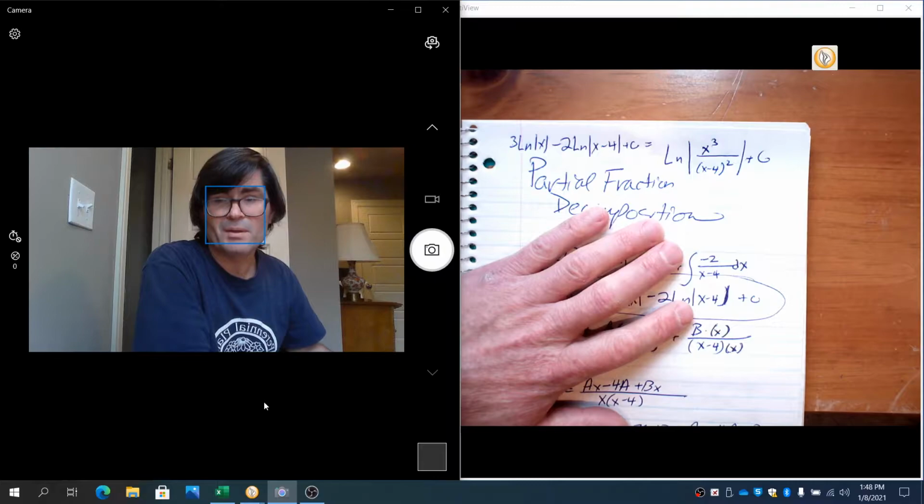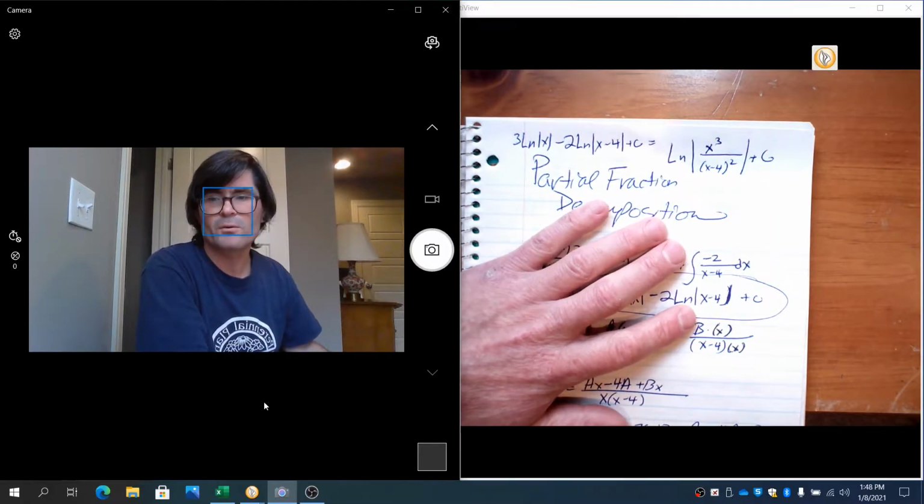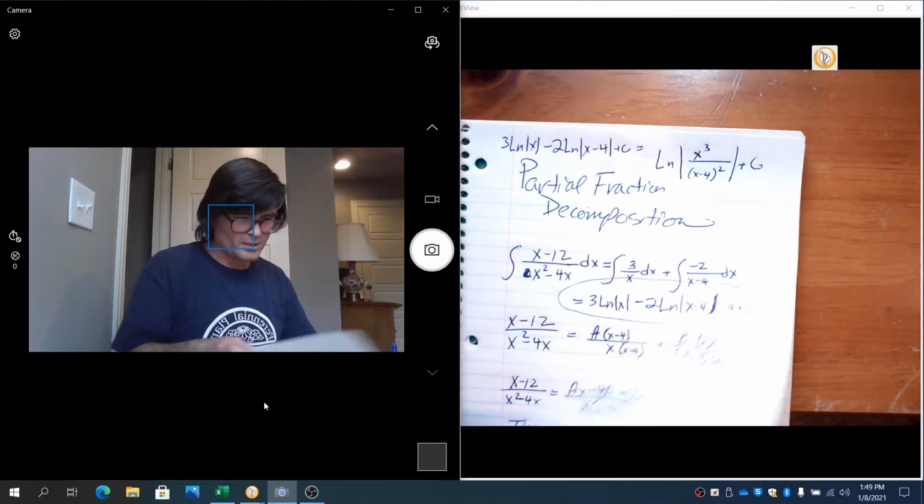If you don't remember log properties, they come back over and over and over. Make sure you know the 3 log properties before we continue much farther in the course. Let's try another question.